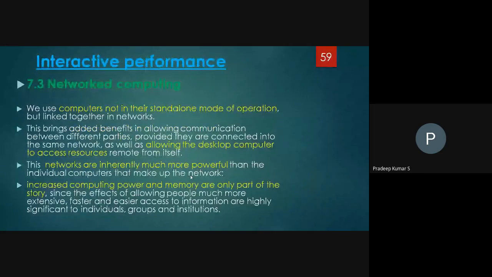Okay. The next one is the third major concern, network computing in the interactive performance. Here the computer is not in standalone mode of operation, but linked to other networks. That means here in the network there is also resource sharing, not only file sharing, not only document sharing.